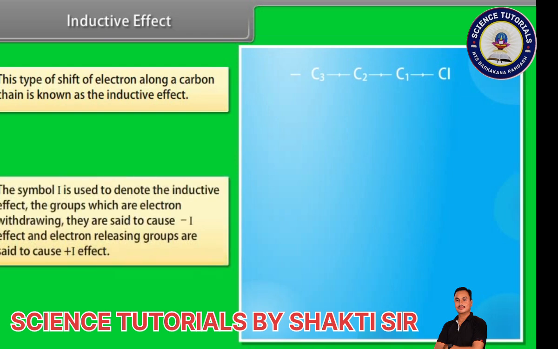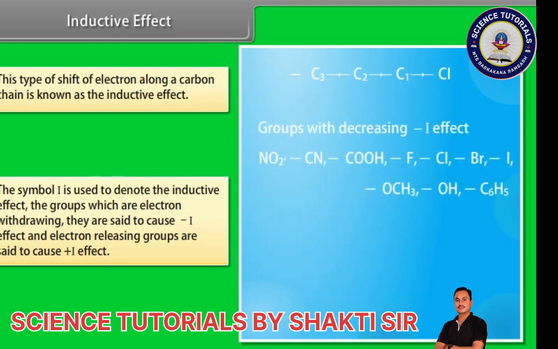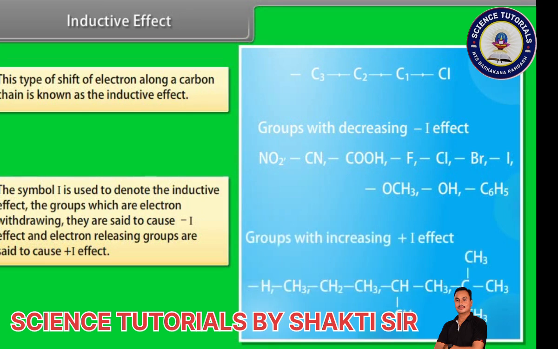The symbol I is used to denote the inductive effect. The groups which are electron withdrawing are said to cause negative I effect, and the electron releasing groups are said to cause positive I effect.